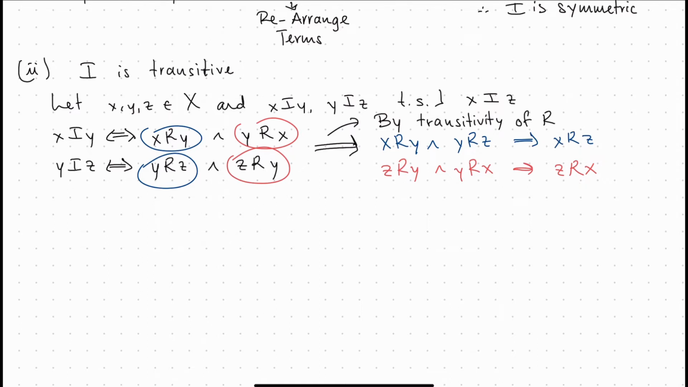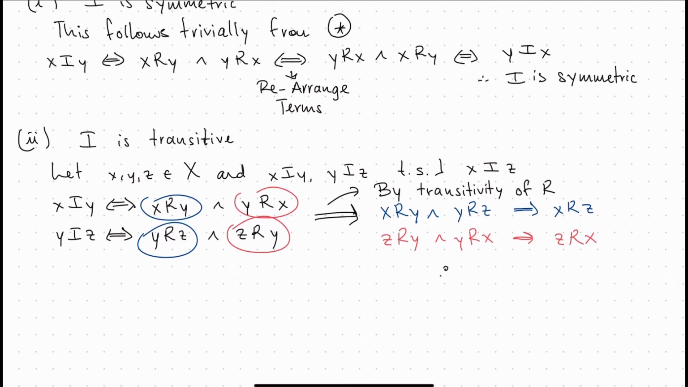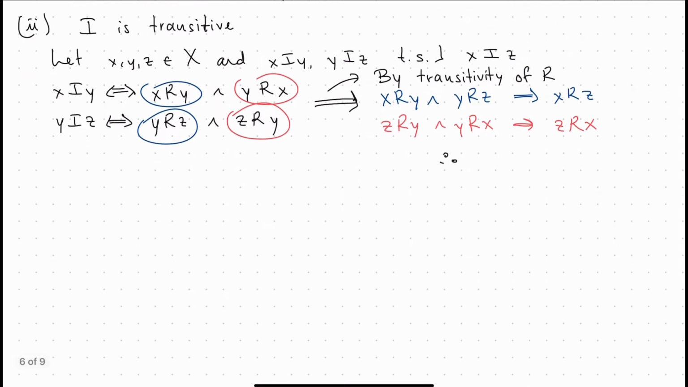Therefore, we have that x I z if and only if x R z and z R x, by how we defined the alternative set and the properties we defined. Therefore I is transitive.